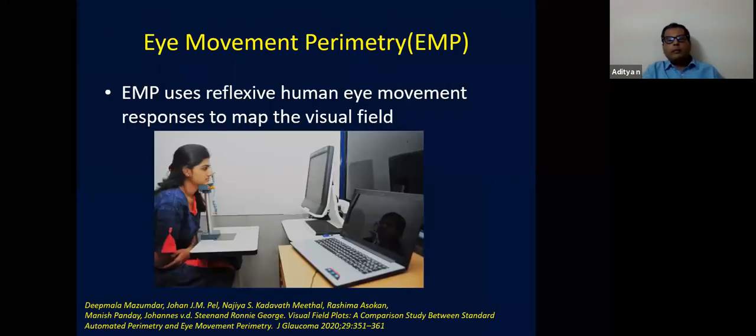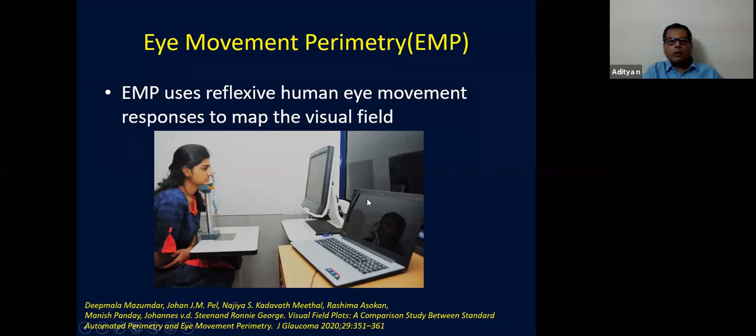Another very interesting technology being developed in Sankara Nethralaya and a European group. This is the eye movement perimetry. So normal perimetry when we do, we have to do something which is not physiological. We have to keep looking at a straight point when a stimulus is shown. But what is the normal human reflex? If you see a light or a blinking thing, we tend to move our eyes towards the thing.